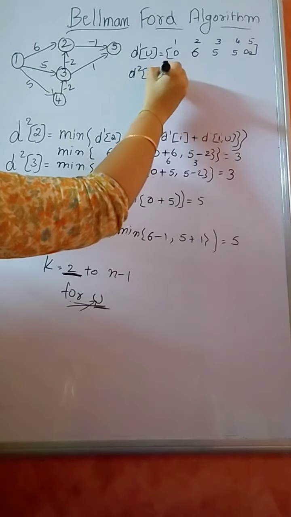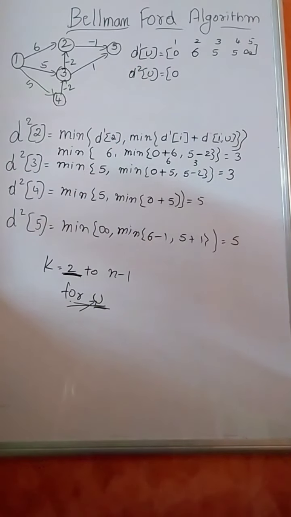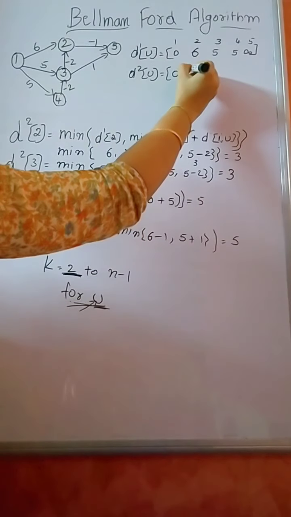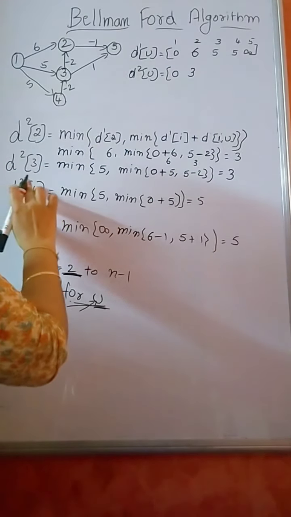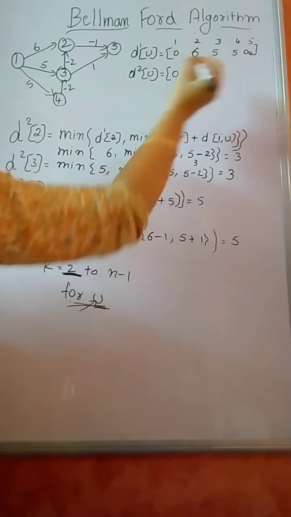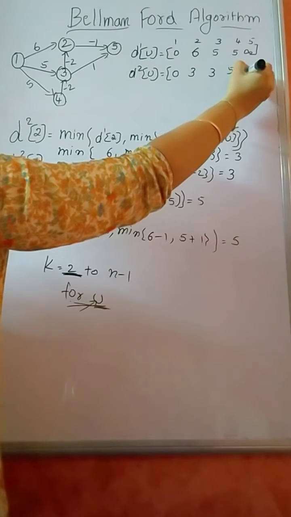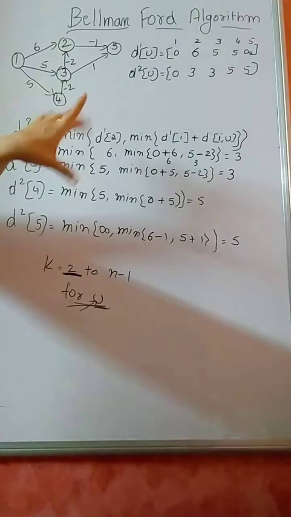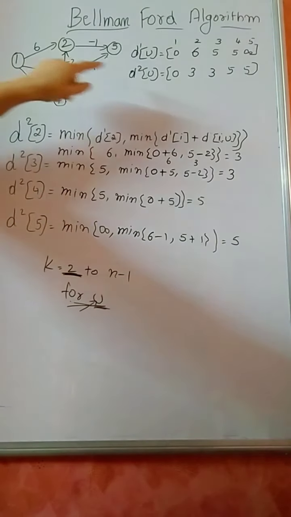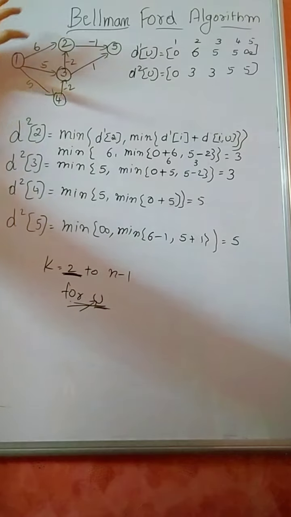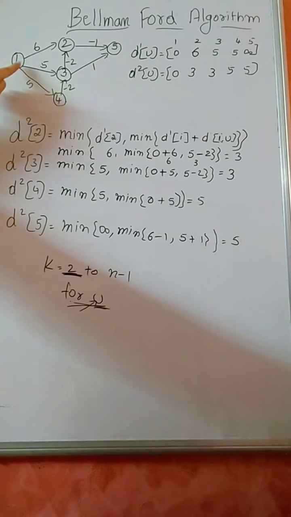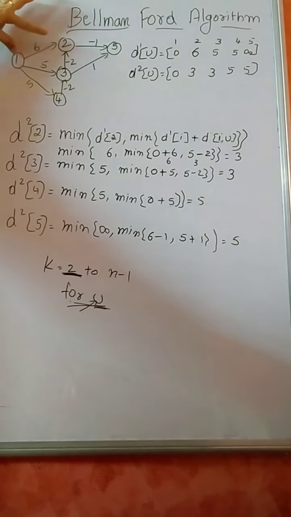D2 of u is equal to: 1 to 1 will be 0 only. So 1 to 2 is now 3. 1 to 3 is 3. 1 to 4 is 5. And 1 to 5 is 5. Okay. Now what does this indicate? So 1 to 2, previously I was going like this. Now I am going like this, 1 to 3, 3 to 2. So it is 3.